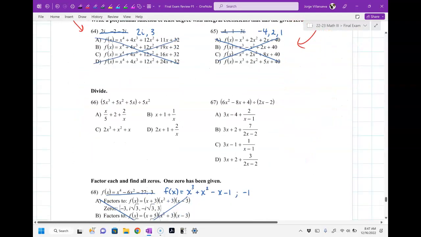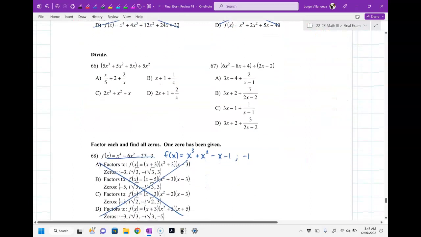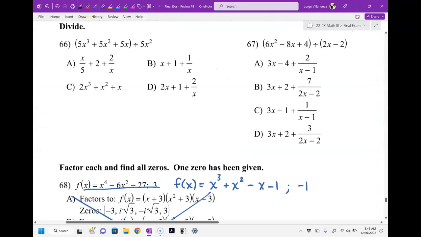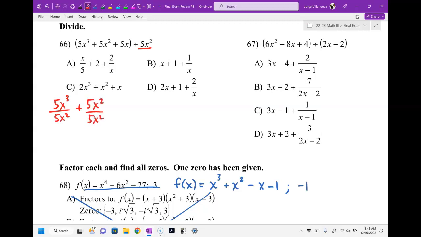All right. Long division. So we have to do long division for, well, actually not for 66, but we do have to do it for 67. So let's go ahead and do 66 right here in the little space that I gave you. It should be enough. Since it's only one term that I'm dividing by, I'm going to divide every term by 5x squared. So here we go. 5x cubed divided by 5x squared plus 5x squared divided by 5x squared plus 5x divided by 5x squared.